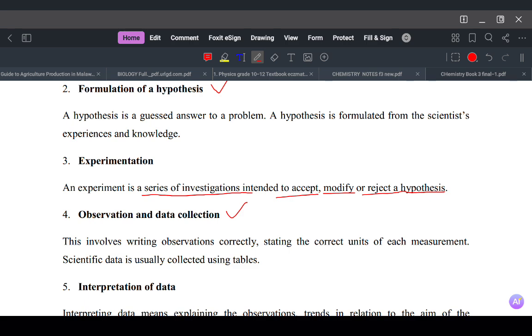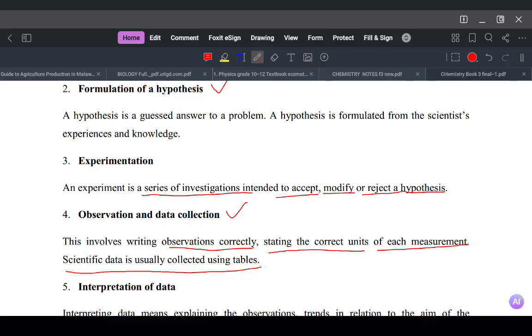So this stage involves writing observations correctly, stating the correct units of your data. All right, if there are any measurements, you have to state the units of the measurements. All right, and scientific data is best collected using tables.